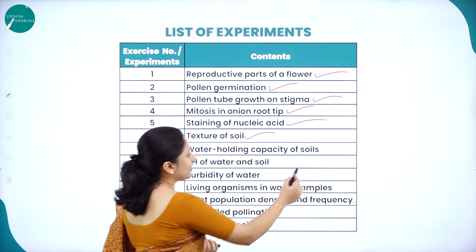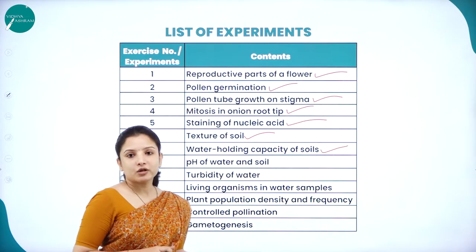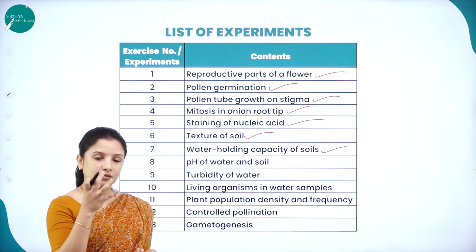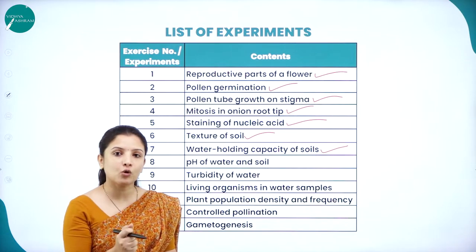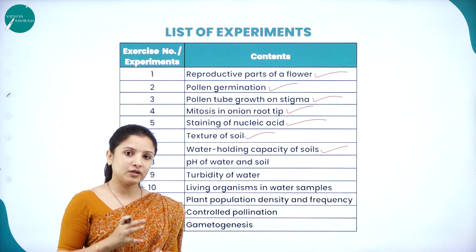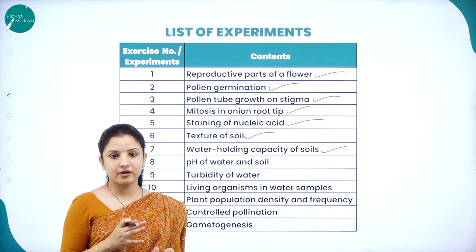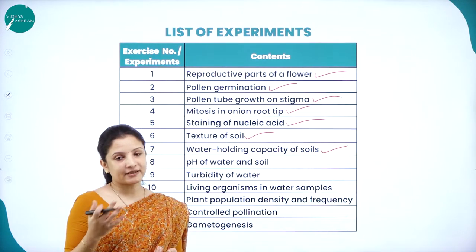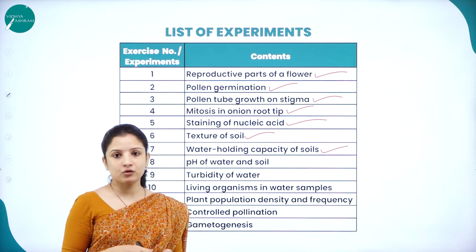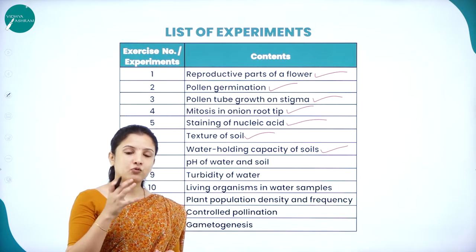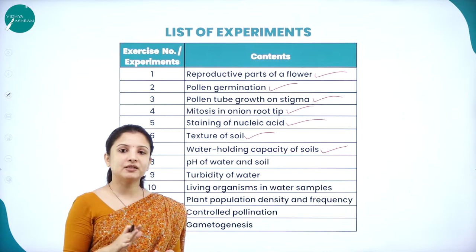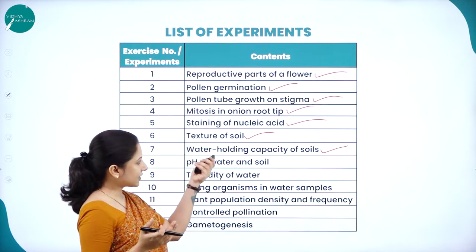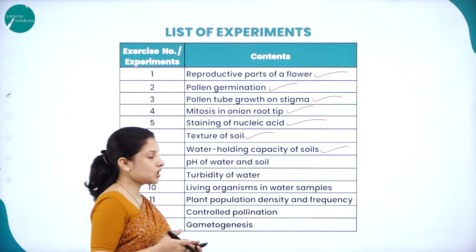Next is water holding capacity of the soil. Under water holding capacity of the soil, how much capacity does the soil have to hold water? Because water holding is very, very important for the soil, right? Because plants need water. Can the plants grow in a flooded environment? No. So how much water is retained in the soil will determine how well a plant can grow in that particular soil. That is why this experiment is very, very important.